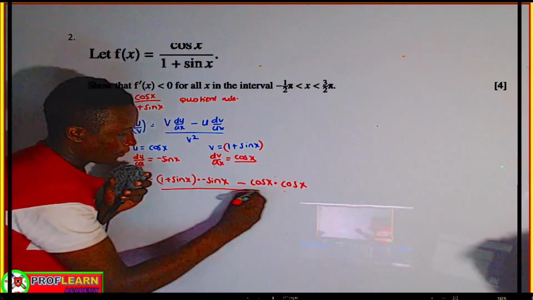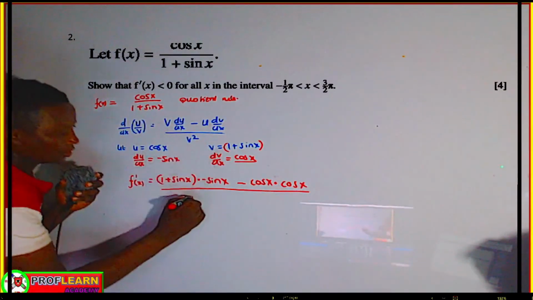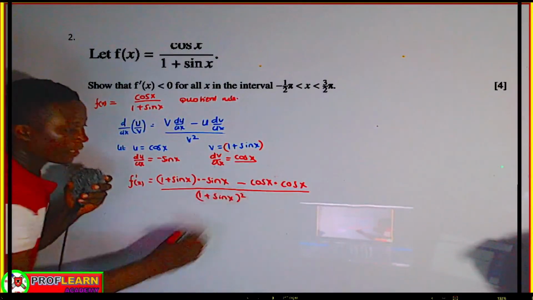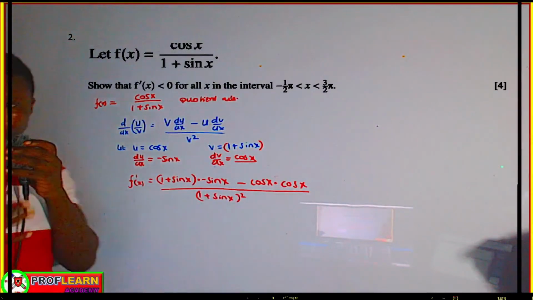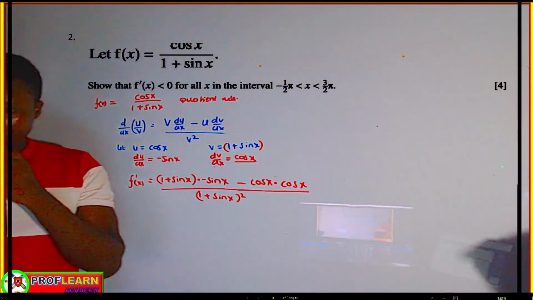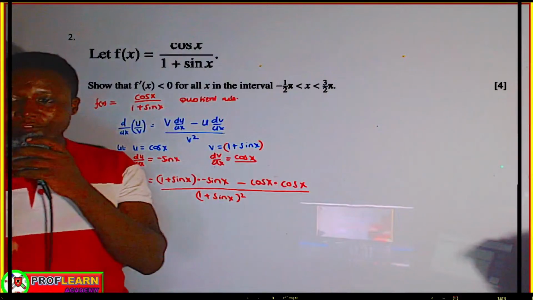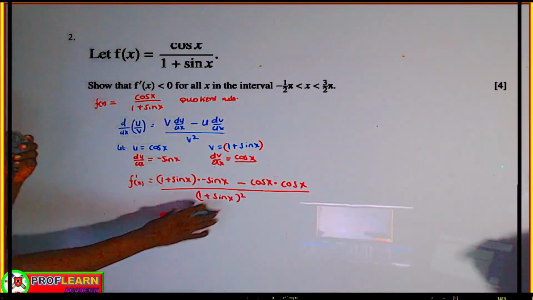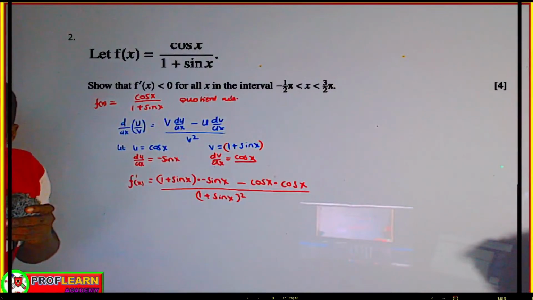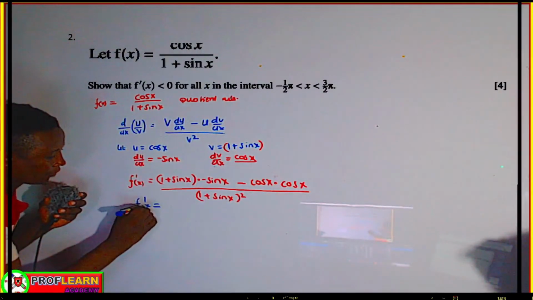Then we shall divide all through by v squared, and our v is 1 plus sine x, and then we're going to square that. But the main question is, show that f prime, the derivative of f of x, is less than 0 for all values of x.